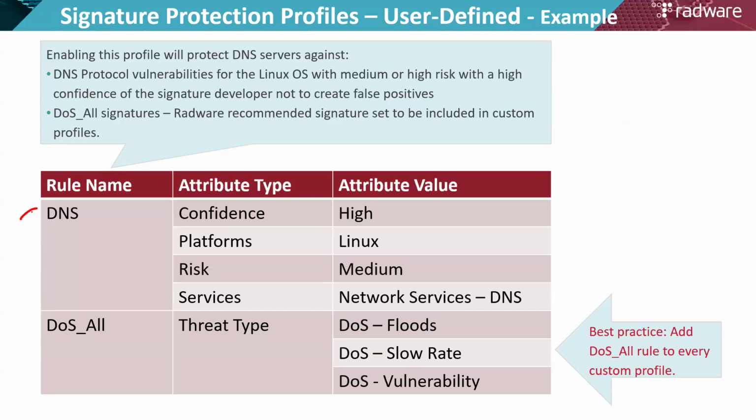So this is what I was talking about. If you are protecting a DNS server, or you have a DNS server at the backend, you will create a rule for the DNS server, mentioning services as DNS. Along with that, you will also incorporate the DOS-all rule, which protects you against flooding attacks, slow rate kinds of attacks, and DOS related vulnerabilities. It is recommended that you add this rule to every custom profile. The custom profile is a DNS profile, and along with that we have just added the DOS-all rule.